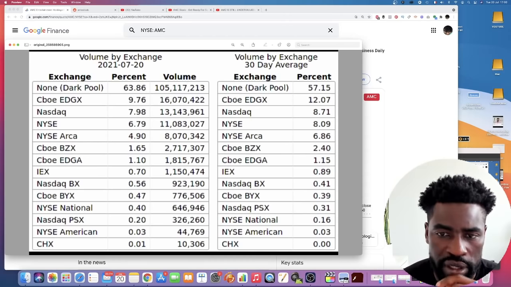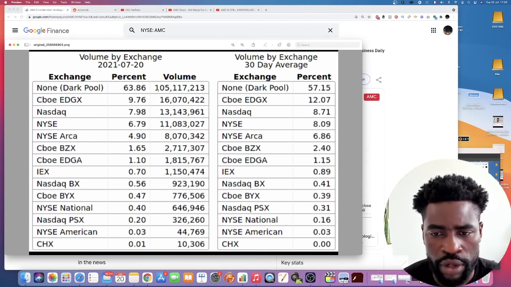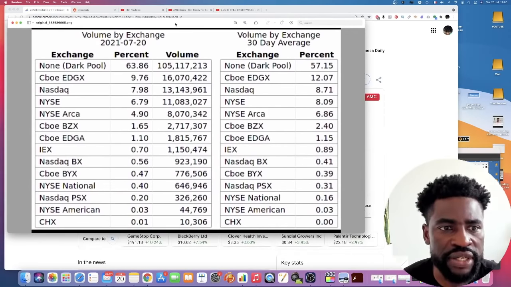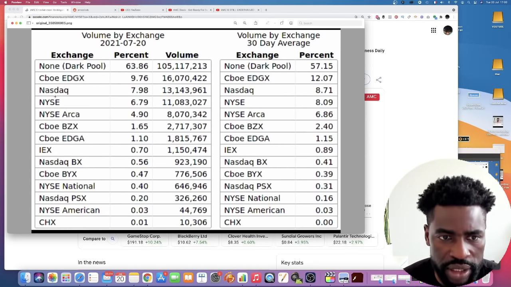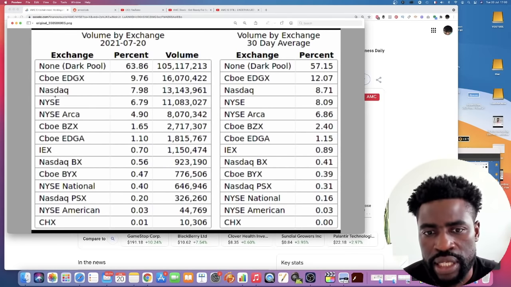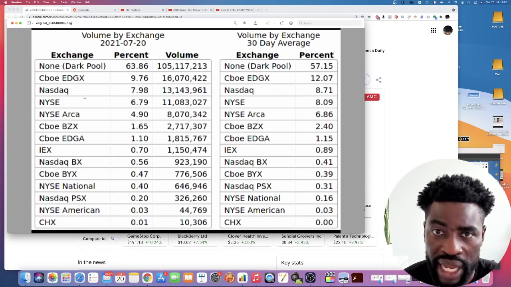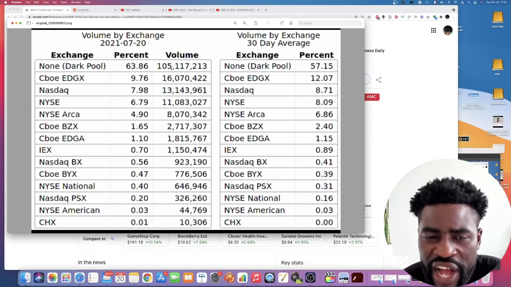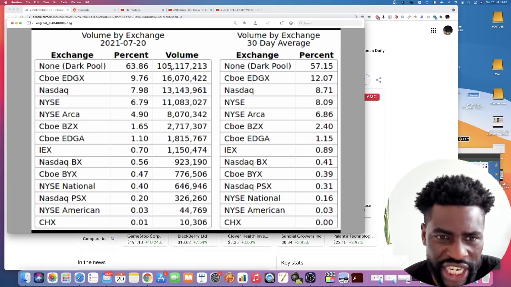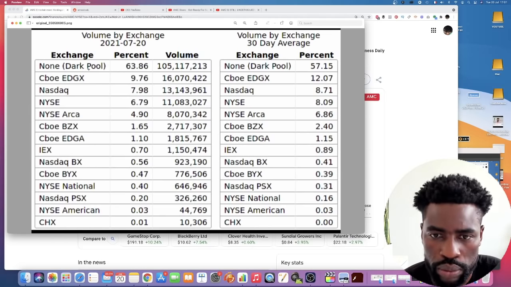Look at the volume today, okay? Look at the volume today. This is the breakdown of the volume in AMC today, July 20th, 2021, with every single line for every single platform, every single exchange, if you will. So 105 million shares traded where? None, meaning dark pool, okay?